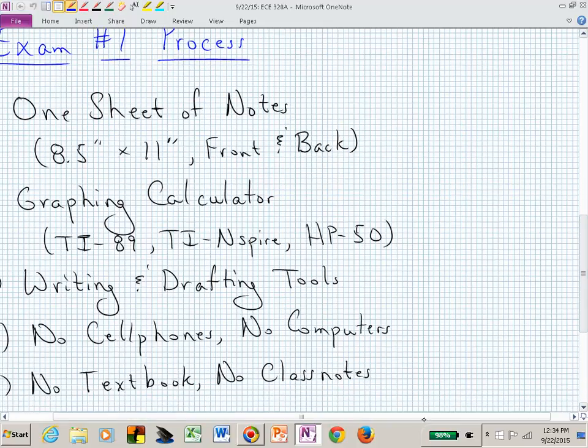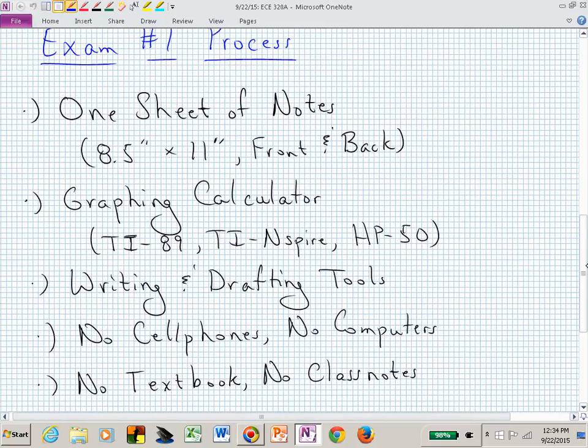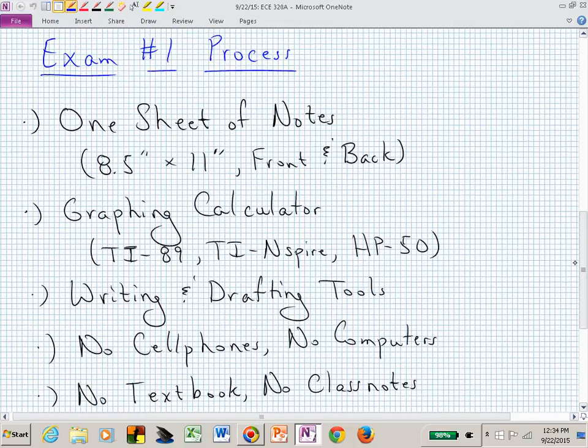Here is what you need to know for Thursday. You do get 1 sheet of notes. You can bring a graphing calculator, and I've listed some of those. Maybe you have the Titanium, the TI-89 plus. Writing and drafting tools: if you want to bring a straight edge or a protractor, those will be allowed.